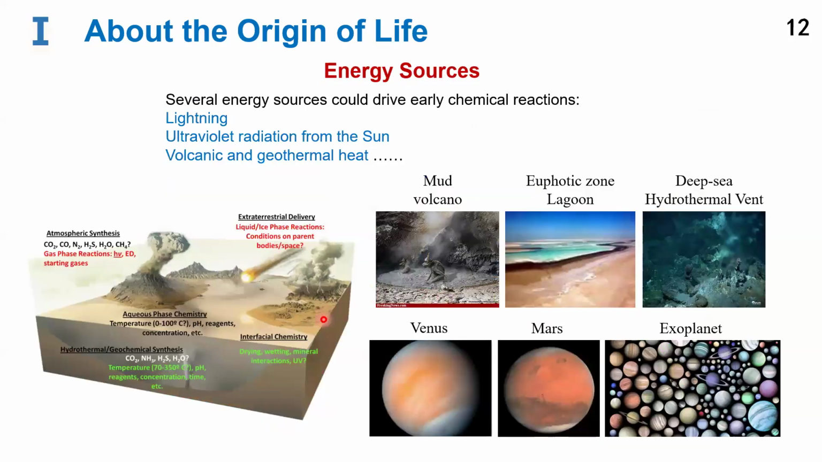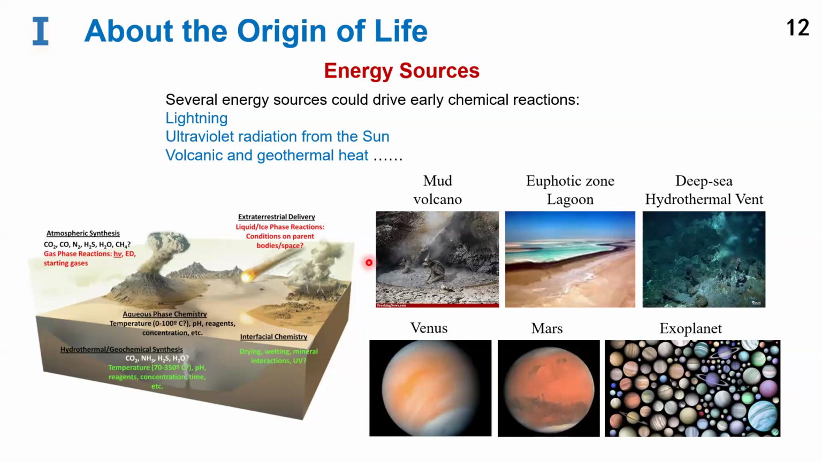The next key question is: what provides the energy to drive the first chemical reactions of life? Several natural energy sources were available on the early Earth. Lightning could have sparked reactions in the atmosphere, forming simple organic molecules, a concept later tested in the famous Miller experiment.